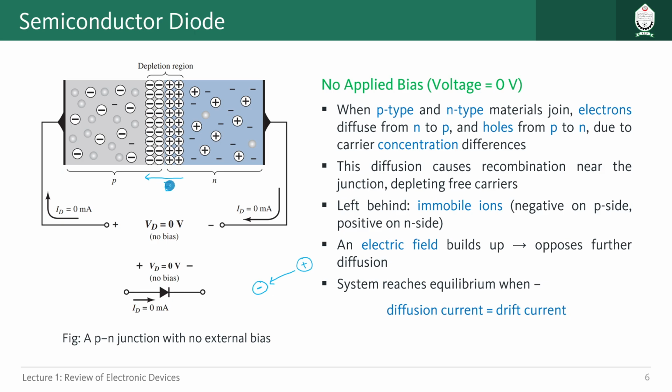And this electric field, after being generated, will try to oppose further diffusion. Also, because of this electric field, a new kind of current is going to flow, which we are going to call drift current. We will try to understand what drift current actually is, but for now just understand that whenever we have an equilibrium such that the diffusion current is equal to the drift current, at that moment we will see that everything is stable.